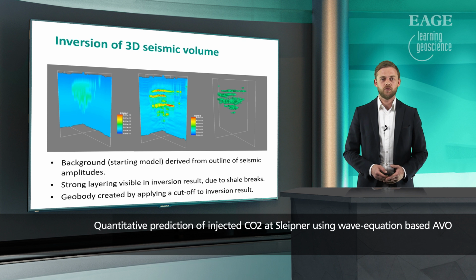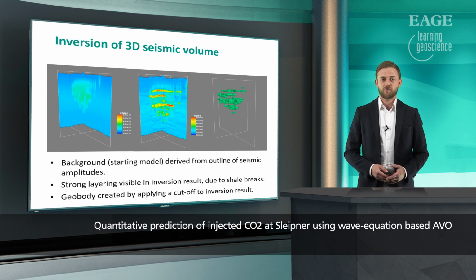In the middle, you see the inverted compressibility, and you see the individual layers, but you also see that within the individual layers, you get different colors. So these are different compressibilities or different saturations. And on the very right, you see a geobody that has been extracted based on the inversion result.